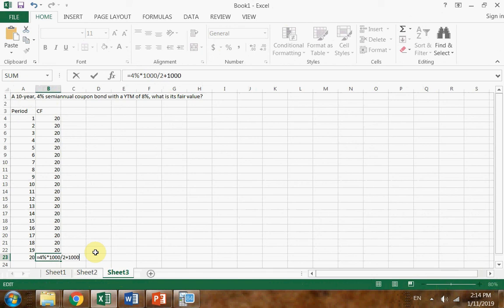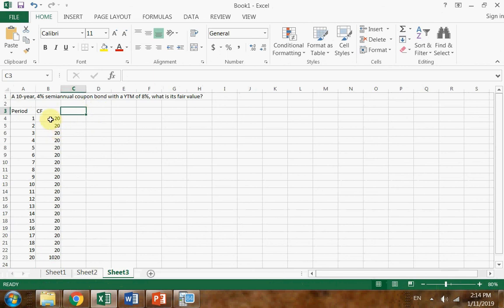So your last year's cash flow is going to be $1020. All right, so that's the cash flow you will receive each semi-annual period, from 6 months later to 10 years later. If you want to get the fair value, you should get the present value of all the cash flows. So what you need to do is discount each of the cash flows by the yield to maturity, which is 8%.